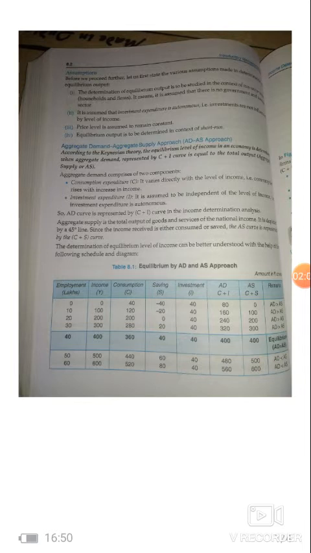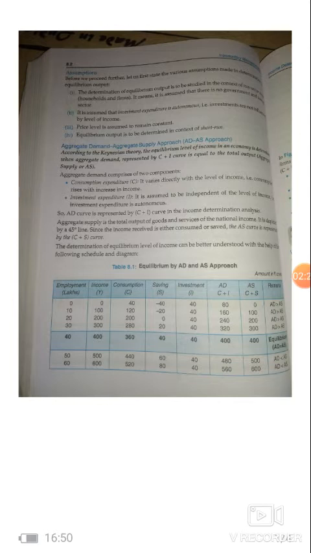Or we can say, the autonomous investment line moves parallel to the x-axis just like a TFC curve, total fixed cost curve, which you have studied in class 11th in microeconomics. So it simply shows that there is no relation between them.